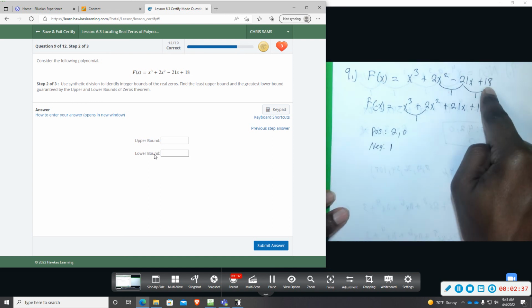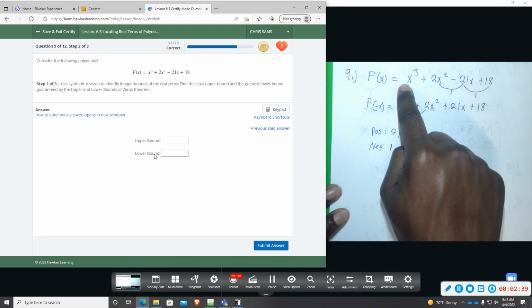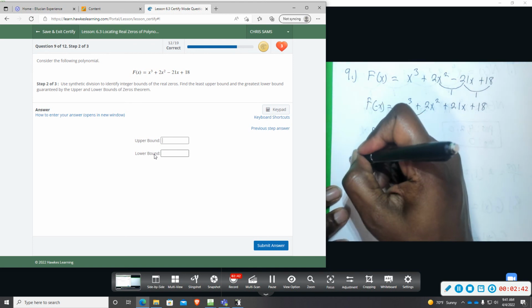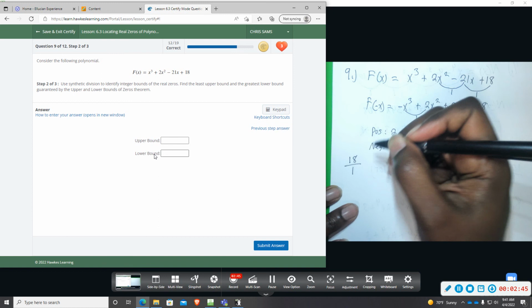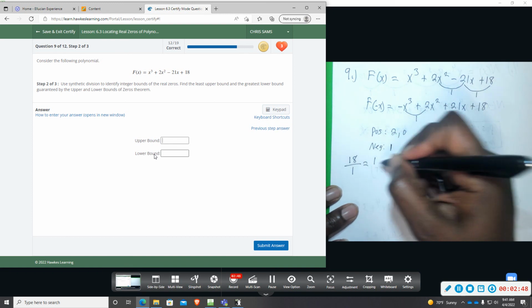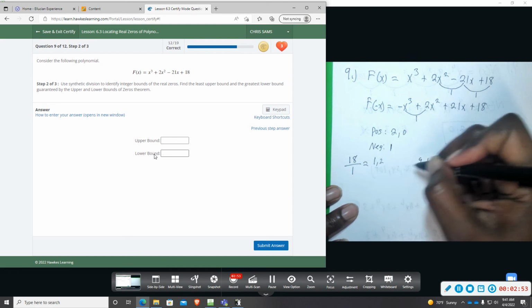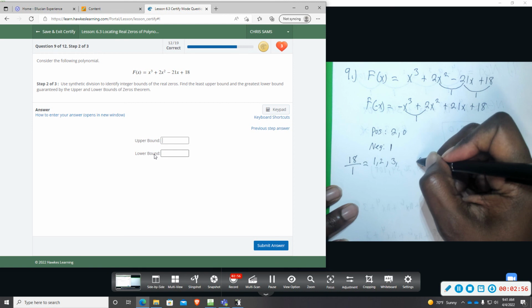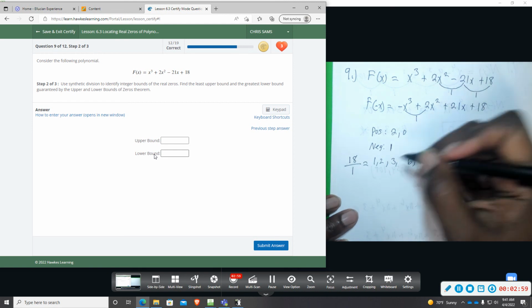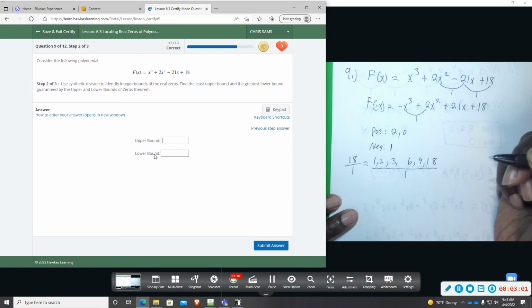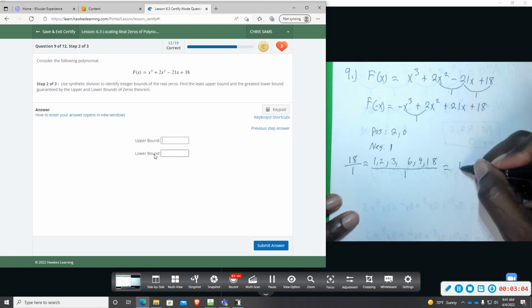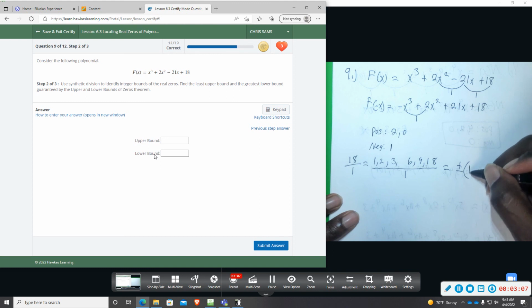So we would take our constant term 18, leading term 1, and we would do 18 divided by 1. Factors of 18 are 1 and 18, 2 and 9, 3 and 6, and that will be it. This is just 1. And so we have this list, positive or negative 1, positive or negative 2, positive or negative 3, positive or negative 6, positive or negative 9, and then positive or negative 18.